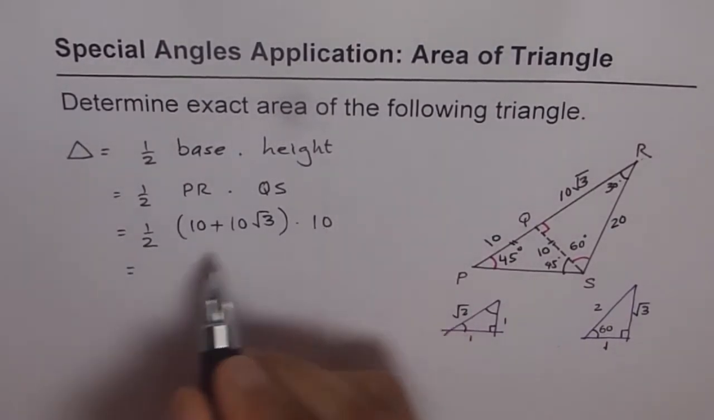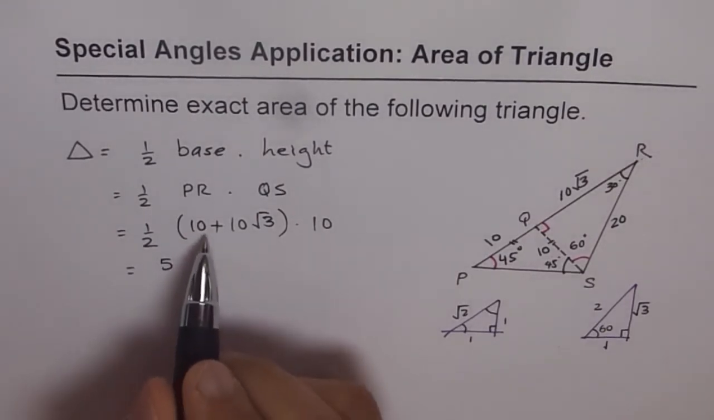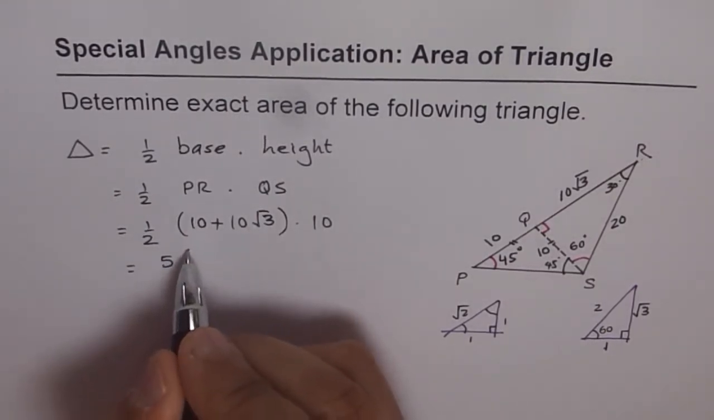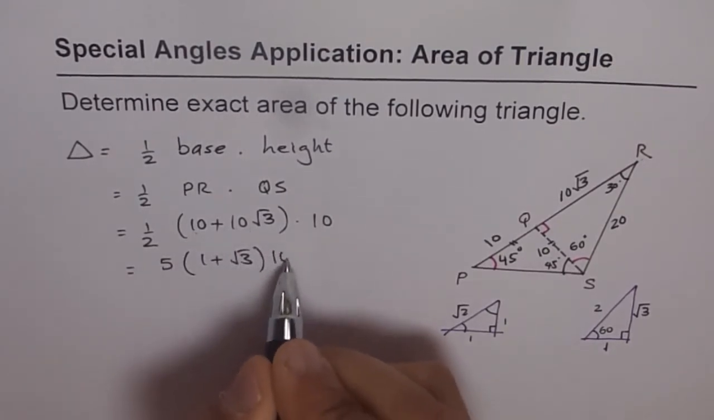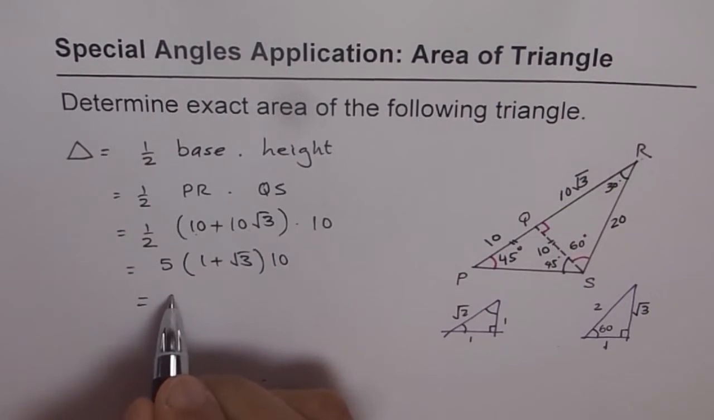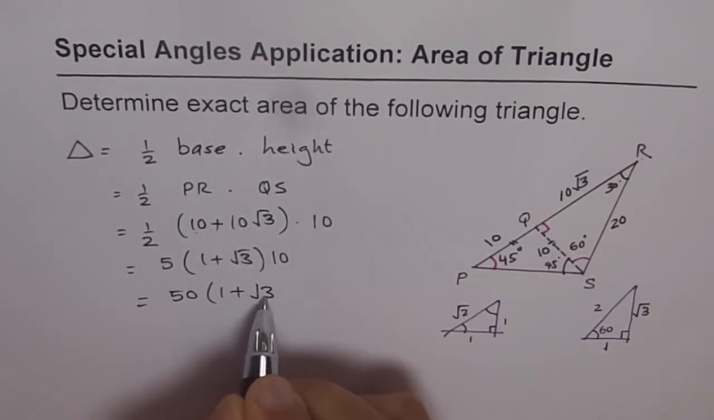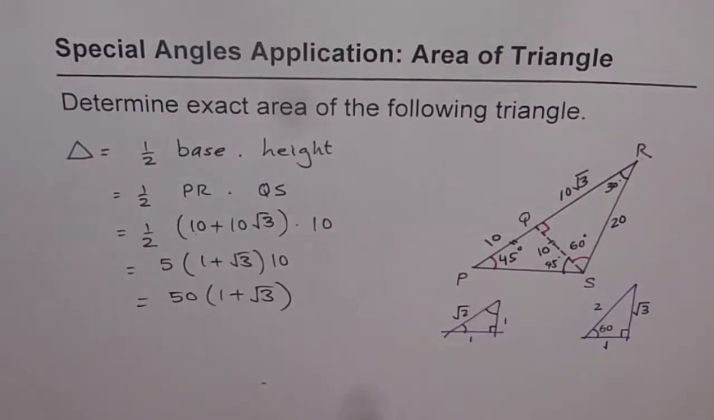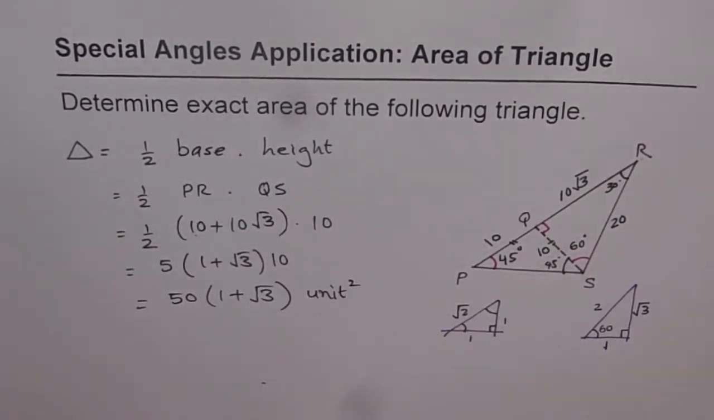So we get 10 divided by 2 as 5. And well, we can take 10 common from here also. So let me write 1 plus square root of 3 and let me write this 10 on the other side. And then we'll combine them. So 10 times 5 is 50 times 1 plus square root of 3. So that is our answer in unit square. We don't really know what the units are. So that is how we can find the area of a triangle.